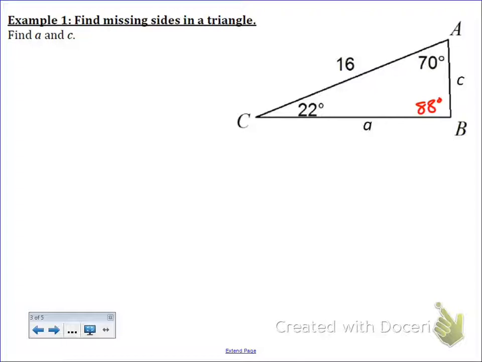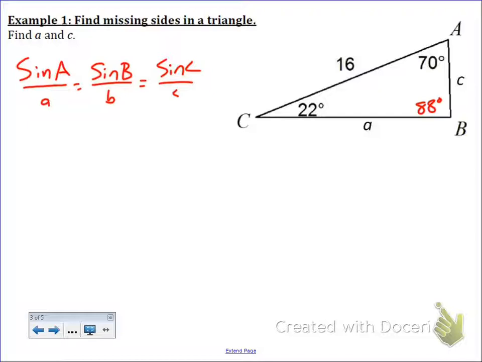So I have two missing sides for this example, A and C, and I want to find the measures of each of them. So just a reminder, let's go ahead and put our law of sines up here. And remember, it's the sine of angle A over side length A equals the sine of angle B over the side length B equals the sine of angle C over the side length C.